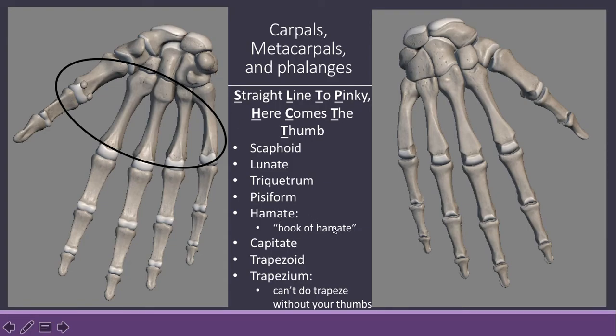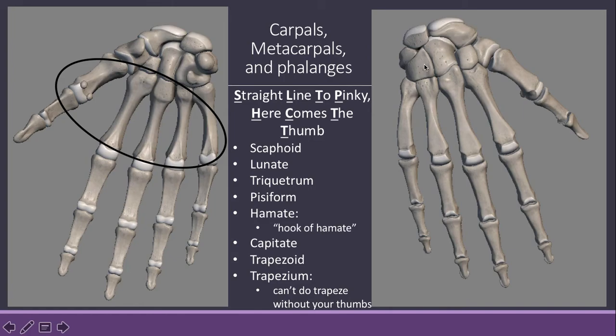Hamate, I remember by hook of the hamate. So you can't see it in the posterior view, but in the anterior view, you can see this little structure here. It's kind of a hook. It comes out from the bone and is a hook. So we call that the hook of the hamate. And that's how I remember that one.